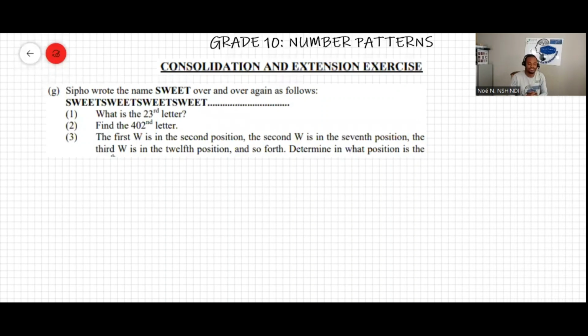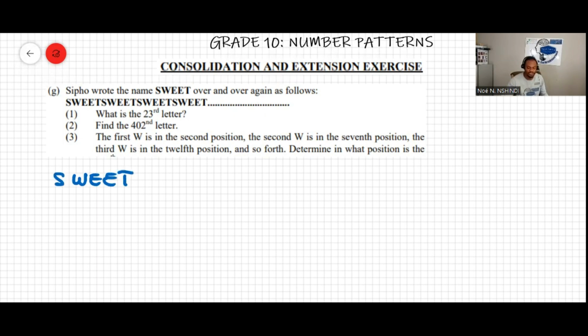Well, we have another question here, question G. The question says Sipho wrote the same word SUITE over and over again as follows, as we can see there. And then the question asks: what is the 23rd letter? Find the 402nd letter, and so on. Before I start answering the questions, I'm first going to write the word SUITE here.